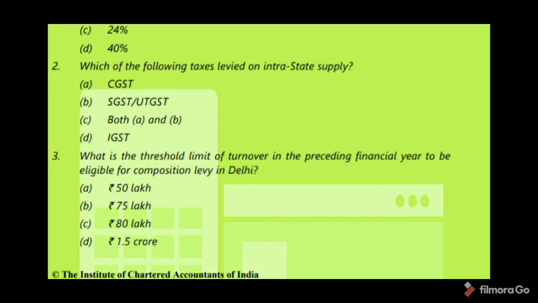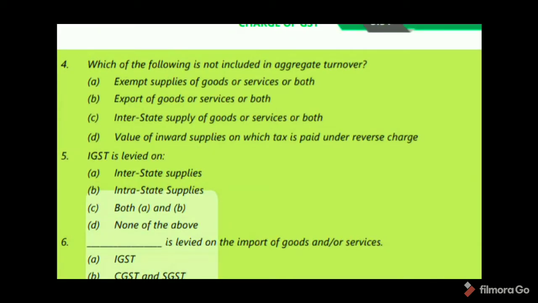Okay. Fourth MCQ. Which of the following is not included in aggregate turnover? See, option A, exempt supplies of goods or services are both. So this is included in aggregate turnover, and export of goods or services are also included in aggregate turnover. Next, interstate supply of goods or services are included in aggregate turnover. Same. Value of inward supplies on which tax is paid under reverse charge. So this is not included in aggregate turnover. So option D is correct.